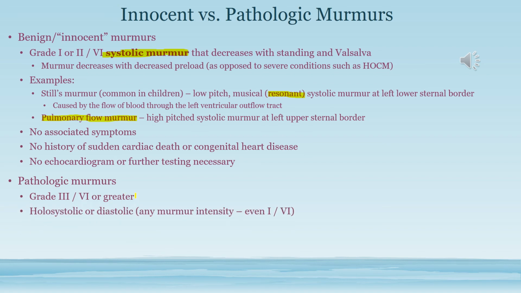But now the pathologic murmurs, this is where it gets tricky and you need to start doing a workup. It's grade 3 out of 6 or greater, holosystolic or diastolic. Any holosystolic or diastolic murmur, no matter what the grade, has to be evaluated as pathologic. So even if it's 1 out of 6, you still have to work it up.